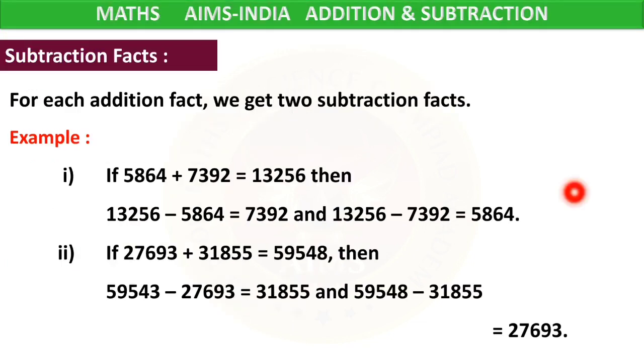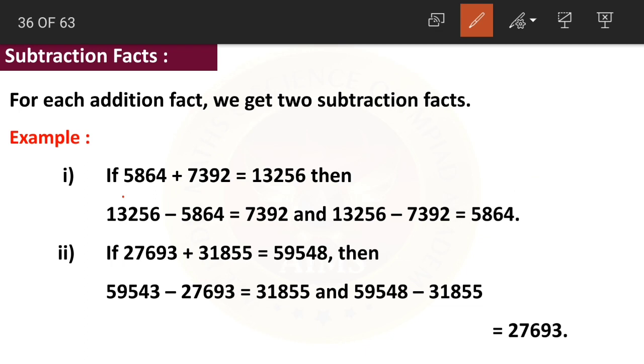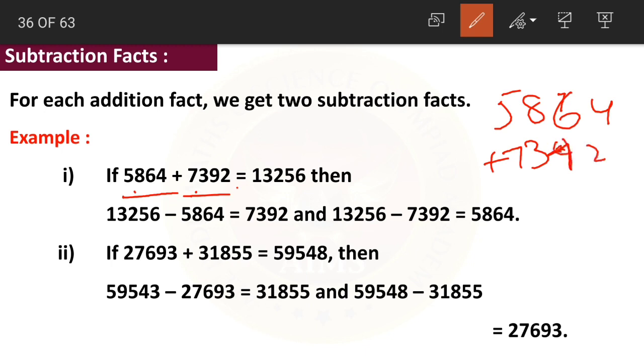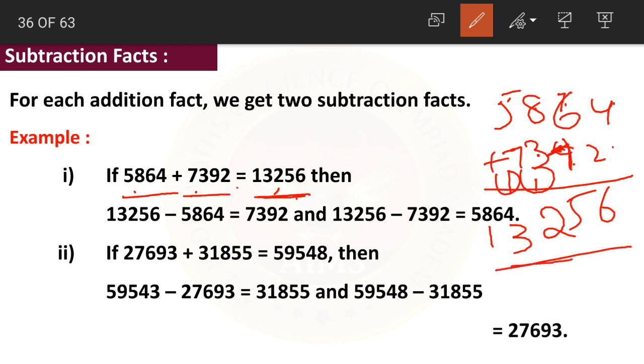Clear children? Now moving on to subtraction facts. For each addition fact, we get 2 subtraction facts. What are they saying? Suppose look at the example. 5,864 plus 7,392 is equals to what? If we add these two, the answer will be what? 4 plus 2, 6. 9 plus 6, 15. 8 plus 3, 11, plus 1, 12, 1 carried. 5 plus 7, 12, 12 plus 1, 13. 13,256 is the sum.